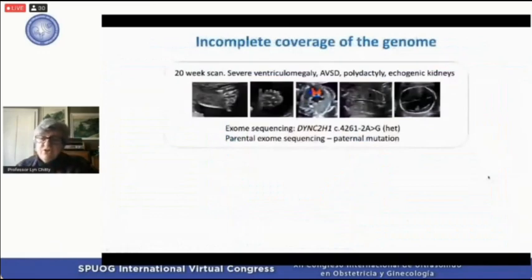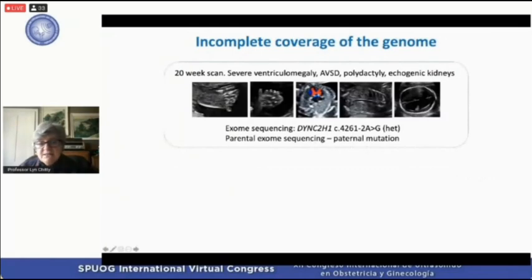Y como les he mencionado, estamos haciendo secuencias de exomas porque es menos costoso, menos complicado que la secuencia del genoma completo. Las secuencias de exomas no cubren todo el genoma. Recuerden que les he dicho que se detecta 85% de las variantes que llevan enfermedades.